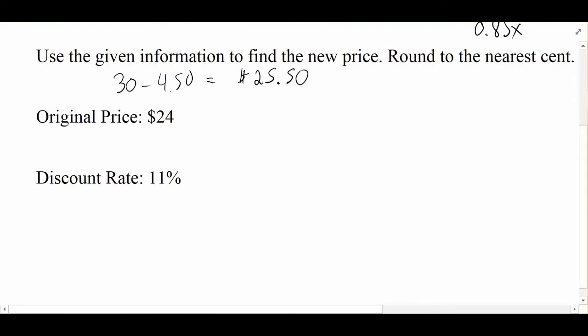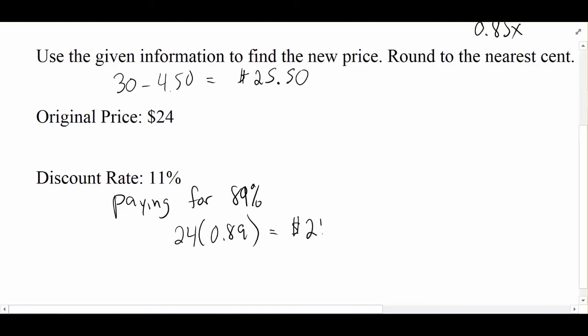So as a second example, if we had something that was originally priced $24, but we're going to take 11% off, then that means that we're paying for 89% of it. And so we could just take 24 and multiply by 89%. And if I grab my calculator and do that calculation, then that means I'm paying $21.36. So that's a little easier way of going about it.